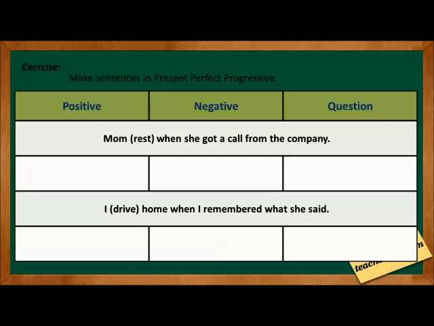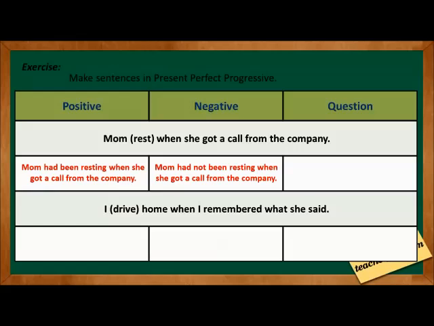For our exercise, make sentences in past perfect progressive. The first one: Mom rest when she got a call from the company. The verb is rest. The correct positive statement is Mom had been resting when she got a call from the company. The negative statement is Mom had not been resting when she got a call from the company. And the question is, had Mom been resting when she got a call from the company?